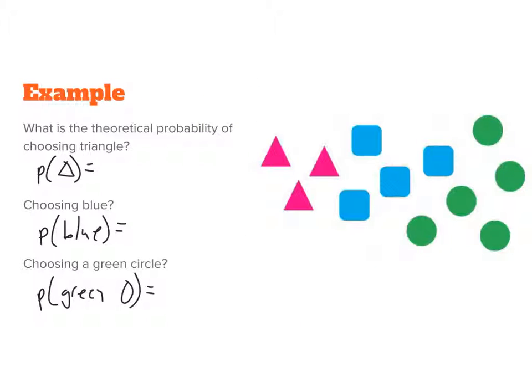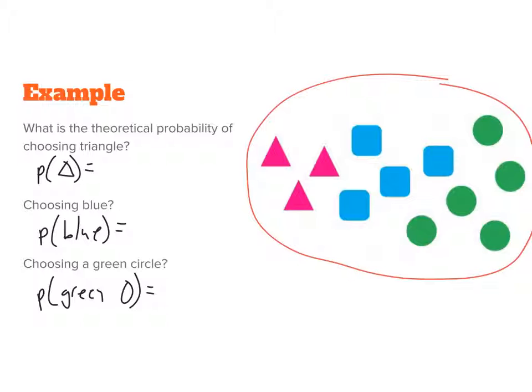So it doesn't have to be with a die every time. Okay, we could be given this as our sample space here, and we want to know the probability of choosing a triangle. So again, probability is what we want to have happen over the total. So we should probably know the total first.